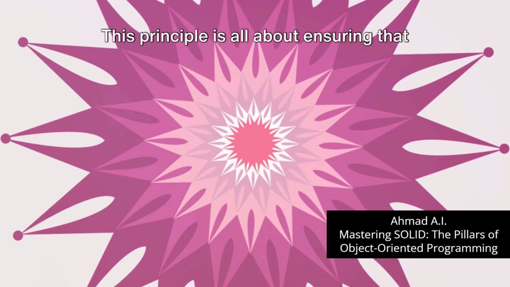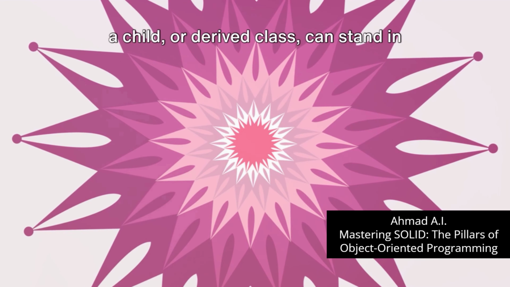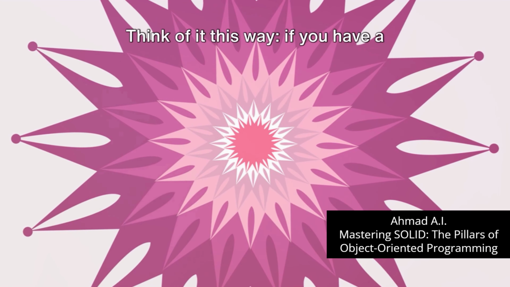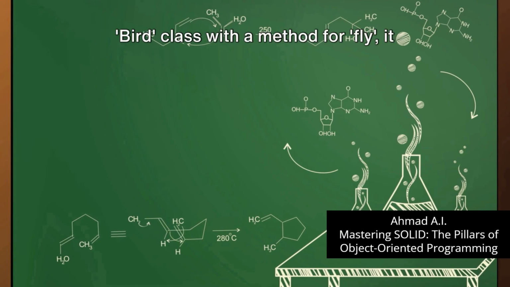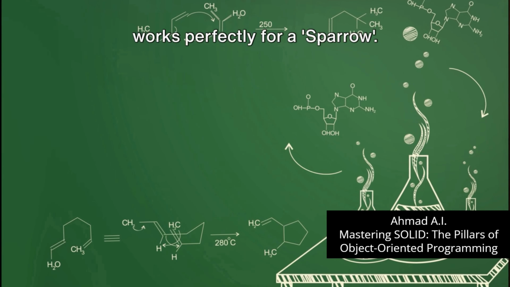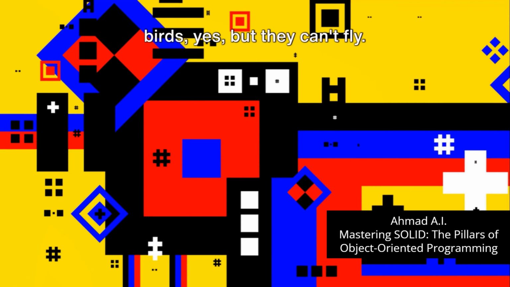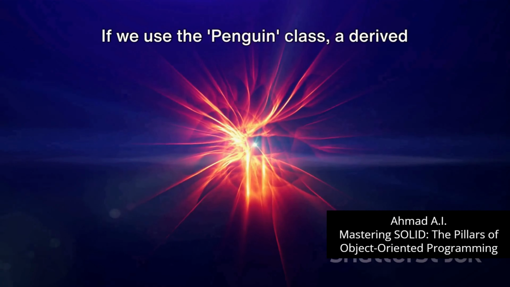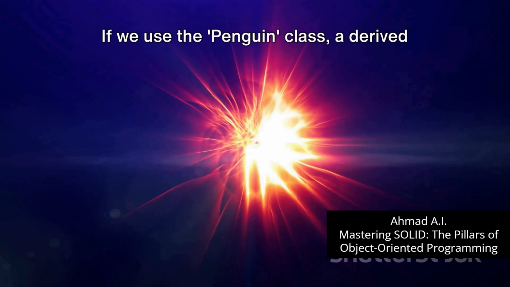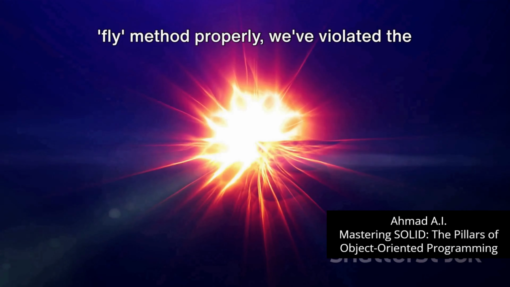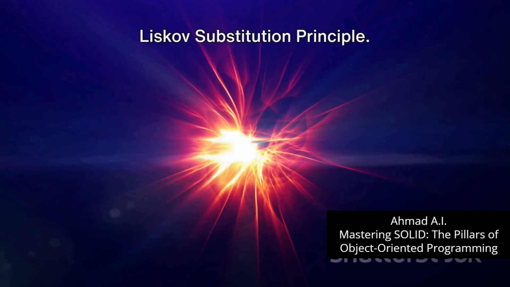Moving on to the Liskov Substitution Principle, the L in SOLID. This principle is all about ensuring that a child or derived class can stand in for its parent class without the program going haywire. Think of it this way, if you have a bird class with a method for fly, it works perfectly for a sparrow. But what about a penguin? Penguins are birds, yes, but they can't fly. If we use the penguin class, a derived class of bird, and it can't use the fly method properly, we've violated the Liskov Substitution Principle.